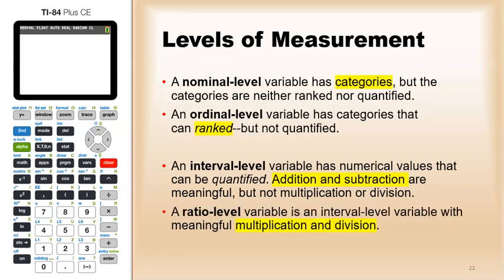The highest level is where multiplication and division are meaningful, and 0 is also meaningful. And that's the ratio level. This is an interval level variable with meaningful multiplication and division. So the distance you walk to school, your age in years, those are examples of ratio level variables.